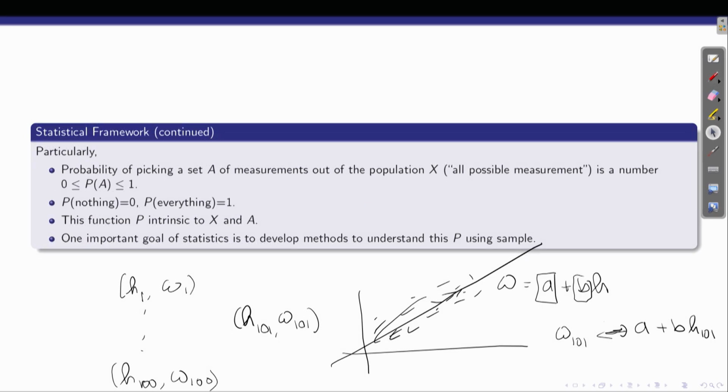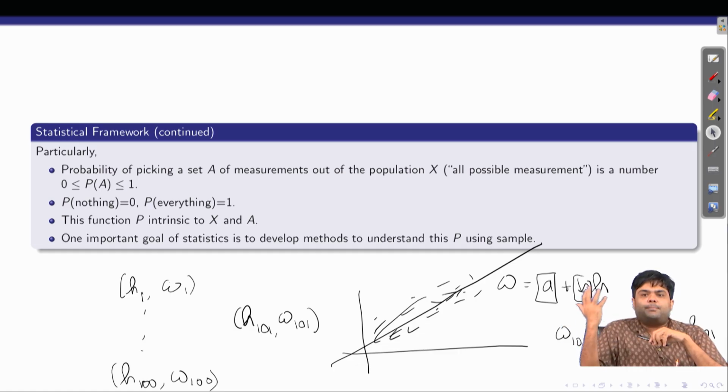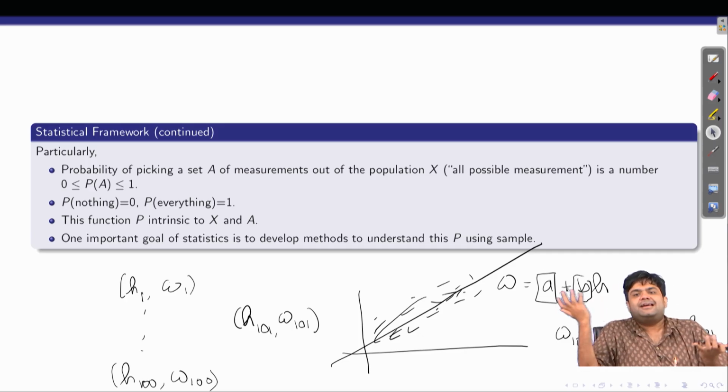Particularly now we are talking about the ambit of all measurements versus a particular measurement. The probability of picking a particular set of measurements A out of the population X of all measurements is a number, a chance, a probability, a number between 0 and 1. Of course, the probability of nothing, that you are picking something that belongs to the empty set, is 0, and the probability of everything is 1. If you pick a sample, it will be one of all the possible measurements.